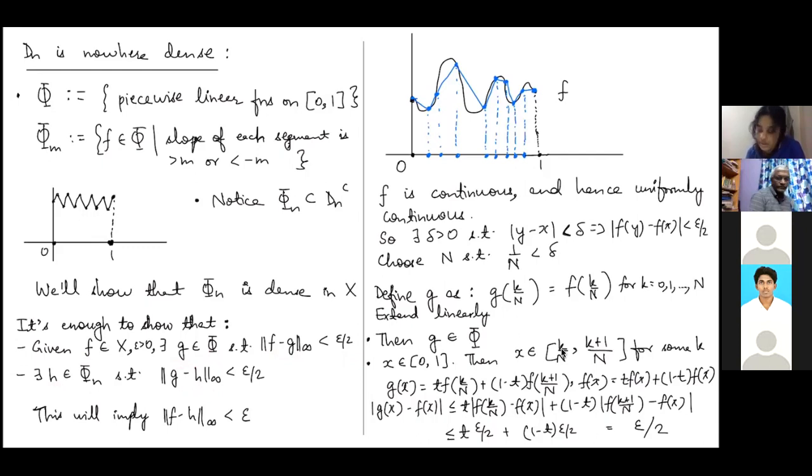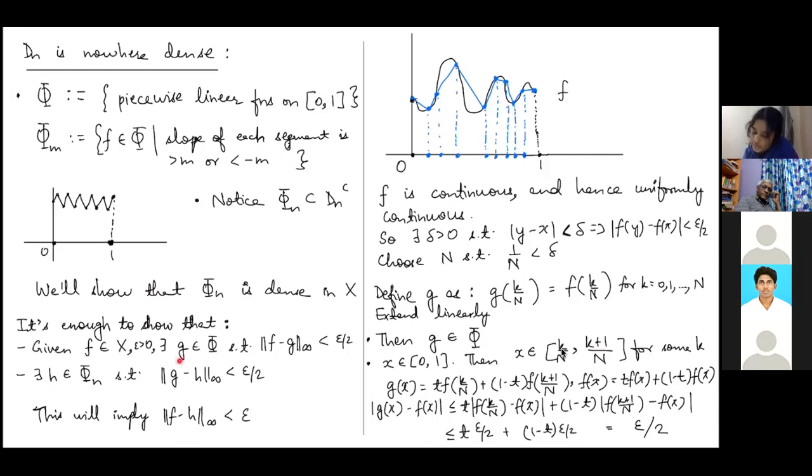The reason for having this intermediate g is that since f is an arbitrary continuous function, it's easier to approximate it by a piecewise linear function and not worry about the slope. And once we have a piecewise linear function, it's much simpler to look at. So after that, we start worrying about the slope of each segment. If we find such a g and h, the distance between f and h will be less than epsilon, and that's what we want. So that will suffice.